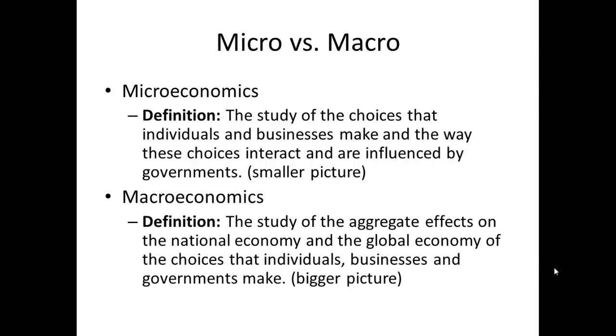And then you have macroeconomics. Macroeconomics is the study of the aggregate effects on the national economy and the global economy of the choices that individuals, businesses, and governments make. Now, that's the bigger picture, right? So you take that first word, aggregate, and you recognize that this is not just one decision. This is all the decisions that everybody's making, and after they've interacted, what is their effect on the big global market, on the big national economy? How does it affect the big picture, right?